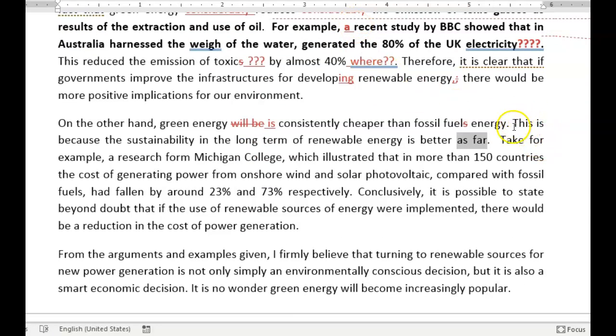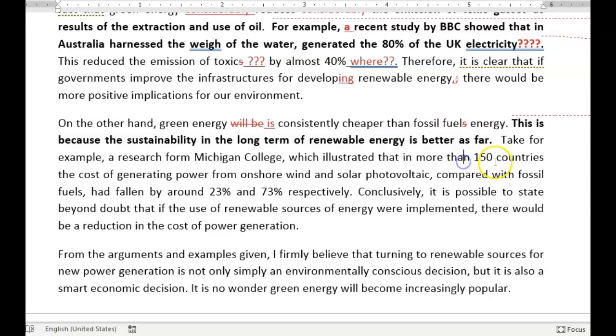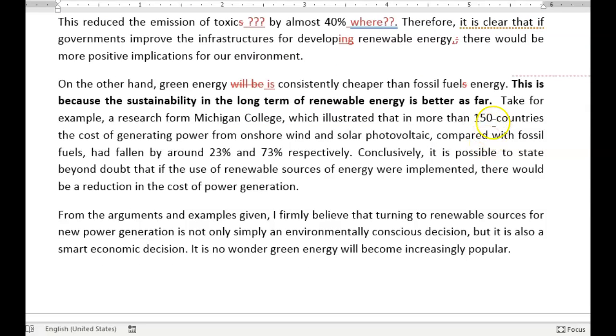Okay, this is a great idea, but it has to be rephrased. This is because renewable energy is much more sustainable in the long term. This is how it should be rephrased. I gave you a rephrase, so perhaps you could use it or use your own, because I still don't know what you mean by this.